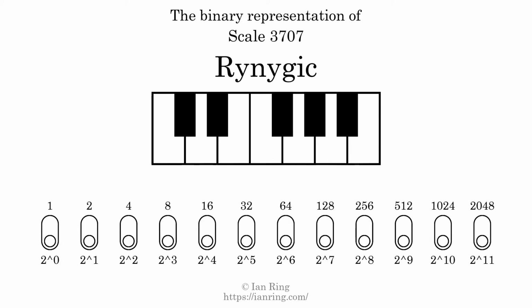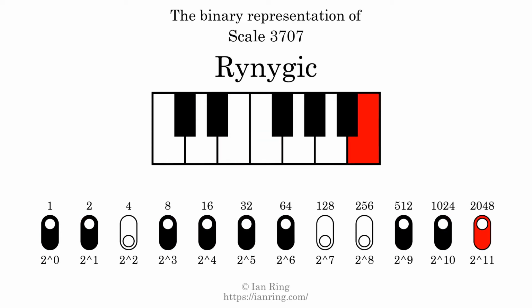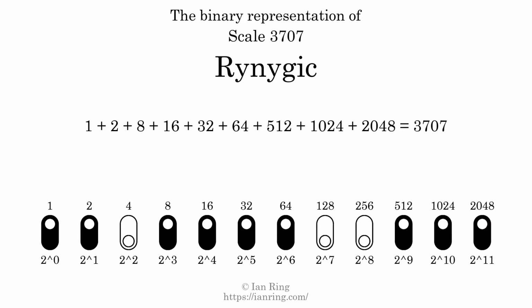The binary representation of this scale is determined by mapping tones of the scale to binary digits. Each binary digit represents a power of 2. To get the scale number, we add the powers of 2 together. The powers of 2 that are present in the scale, all added together, equals 3707. That is why the scale number, in decimal, is 3707.